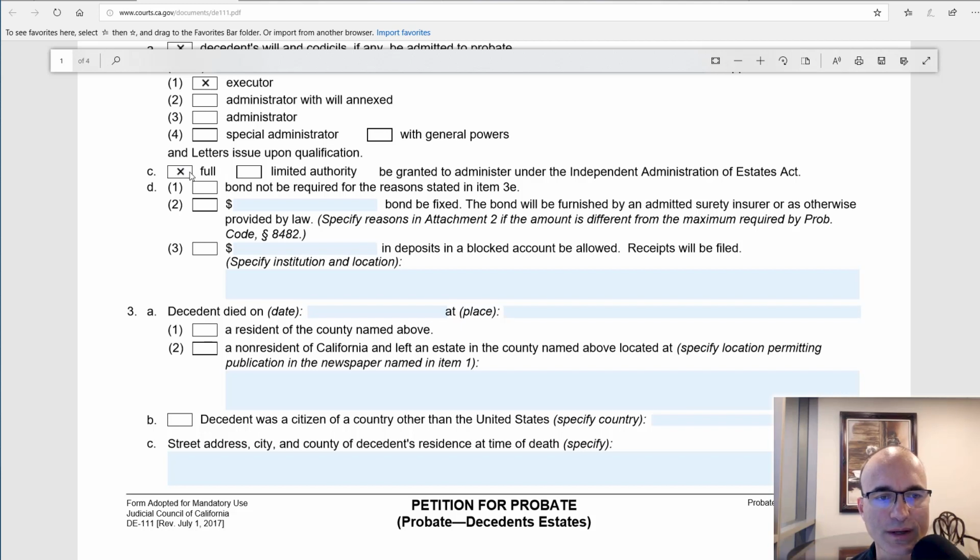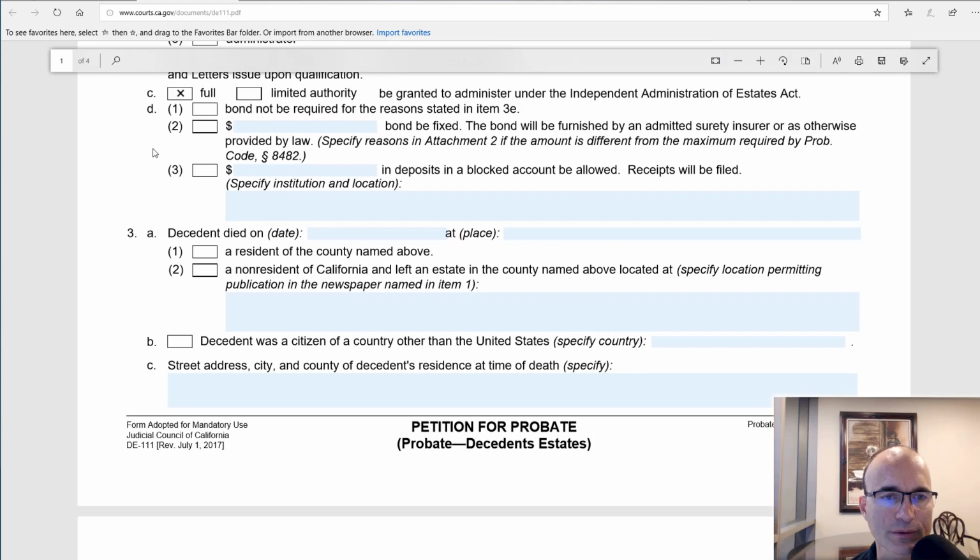So we almost always want to ask for full power so we can do as much as possible outside of court if we can. There's still things that the executor can't do outside of court. They can't pay themselves, they can't pay their lawyer, and they can't close the estate and distribute the assets out to the beneficiaries by themselves. All of that still requires court approval, even if you have full powers. But we're going to ask for full powers.